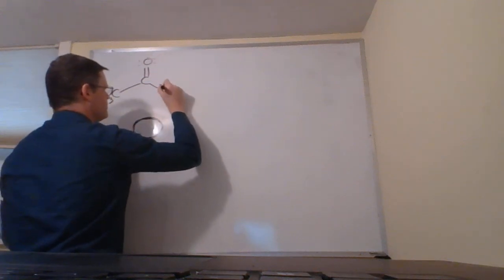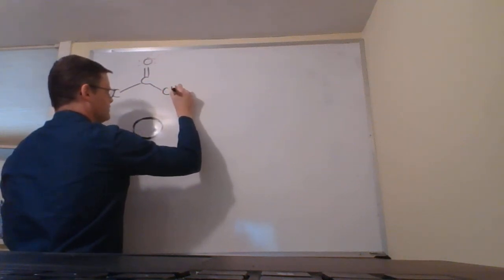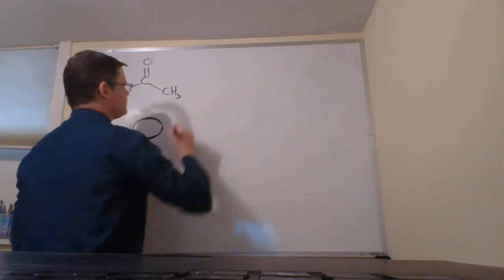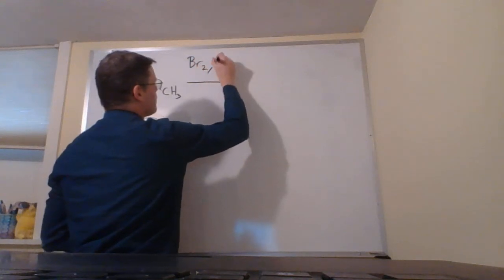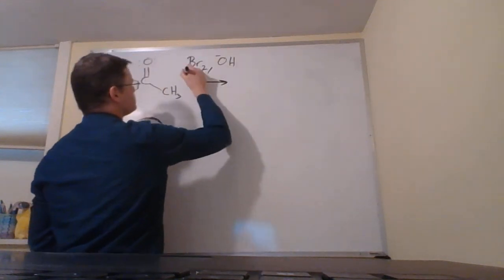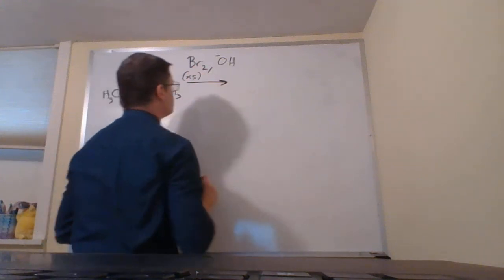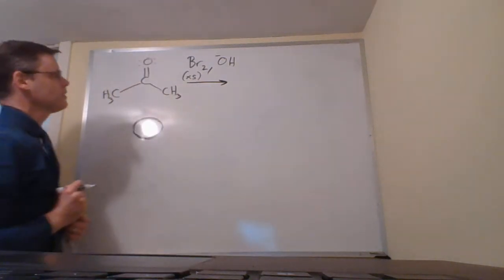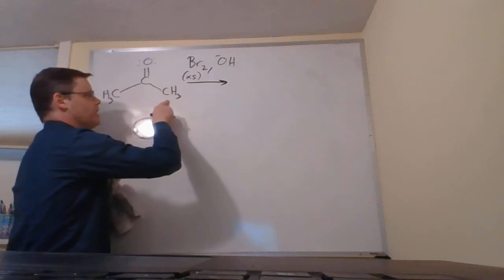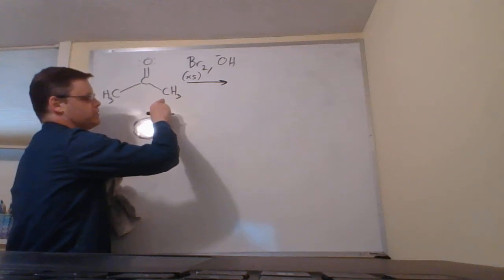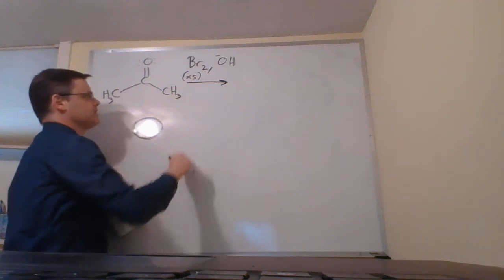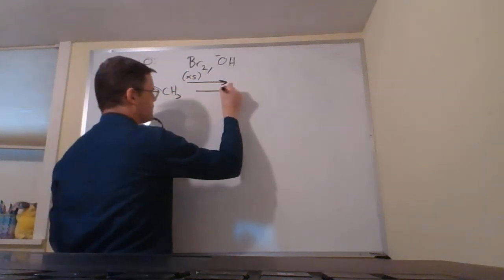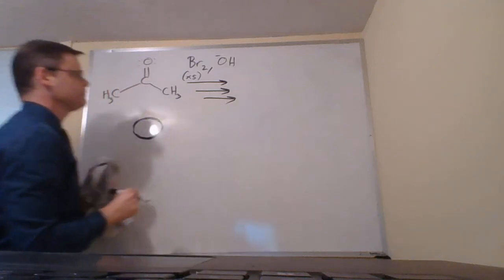I'm not going to show all the mechanistic steps, but I'm going to break it down into a little bit more detail. So what's going to happen here is we've got Br2 and hydroxide, and we've got excess of the bromine. And so we're going to do a proton transfer, we're going to deprotonate that, and then we're going to do an SN2 on Br2, and we're going to do that 3 times because we have 3 hydrogens there. So multiple times here.